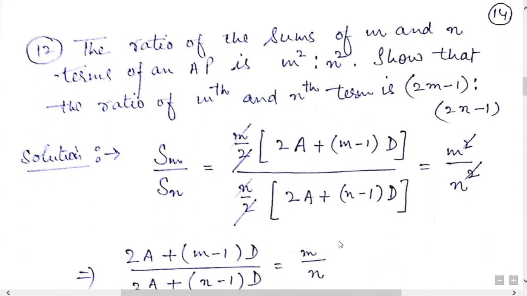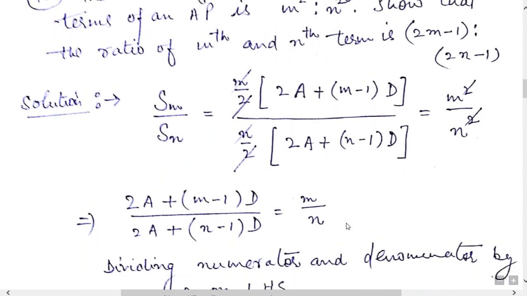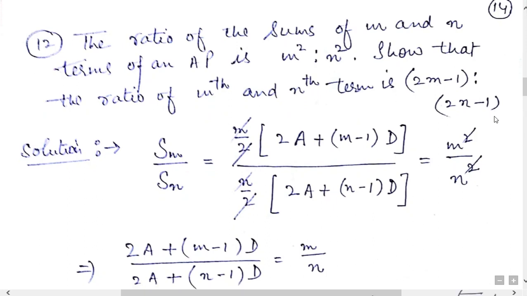The ratio of sum of m and n terms of an AP is m square divided by n square. Simply insert the formula. You can write m square over n square. Then cancel 2 with each other. Then m and n. It means 2a plus m minus 1 into d over 2a plus n minus 1 into d can be written as m over n. Now, what to do? Show that the ratio of mth and nth term is 2m minus 1 over 2n minus 1. Let us try.